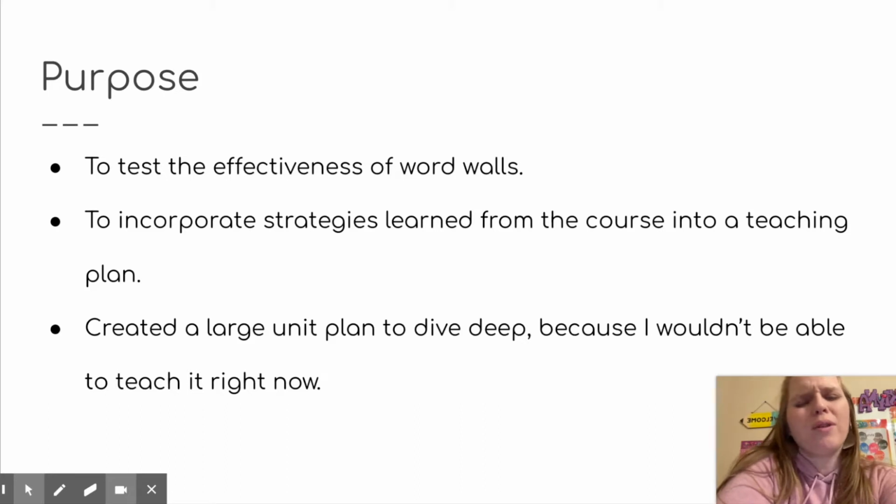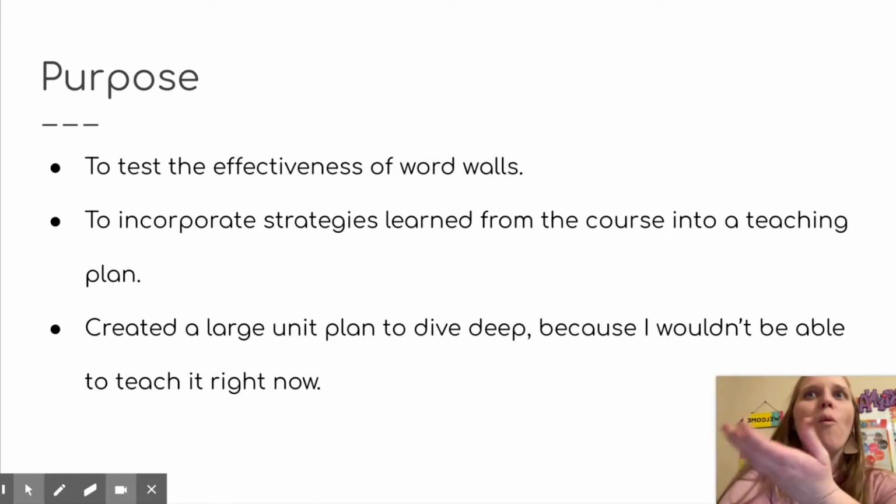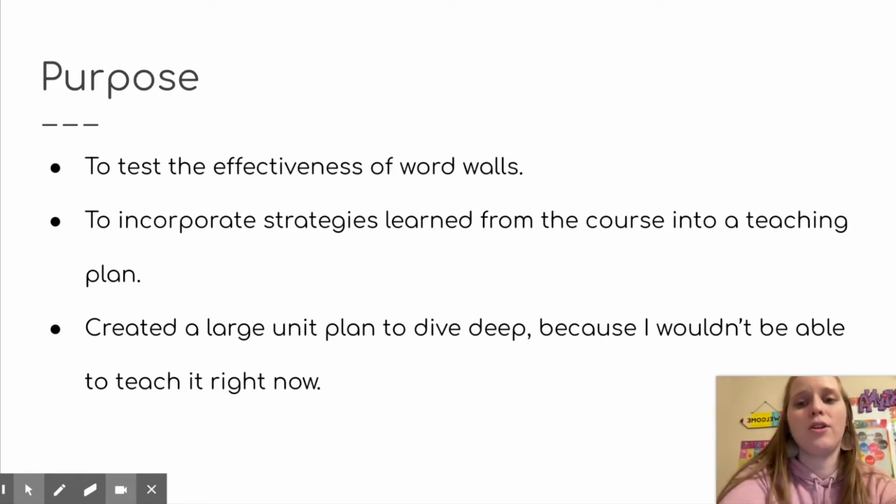Again, I've always had a love-hate relationship with word walls because I know they're important, but I don't really know why. I mean, I know why, I just don't really know how to use them very well. So that's what I was really hoping to understand better. And I did, especially going through this process. This is kind of later on, but it did help me figure it out.